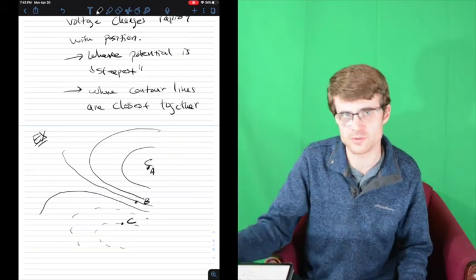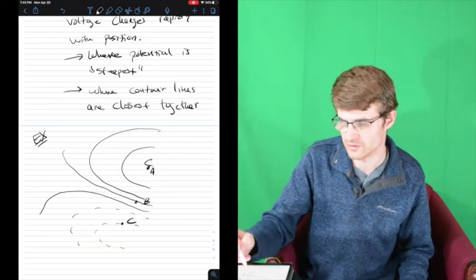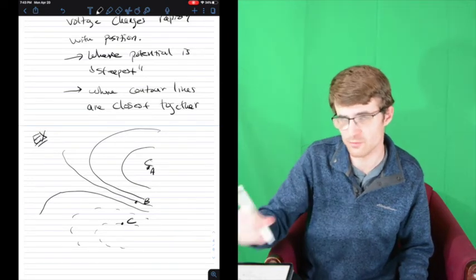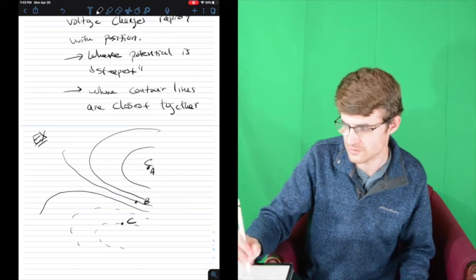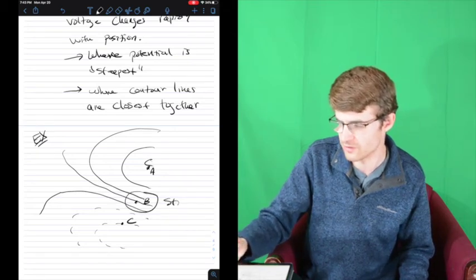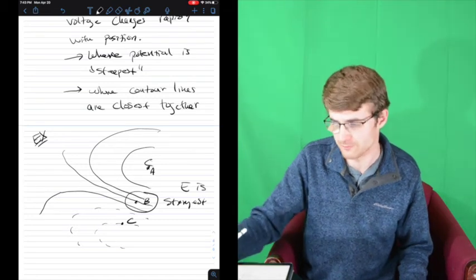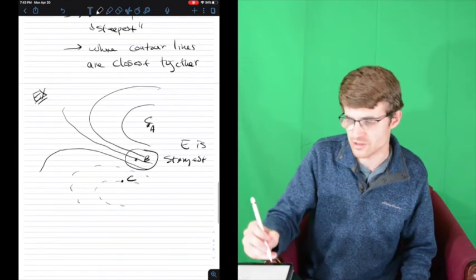And that's where the contour lines are going to be closest together. So B is where the voltage landscape is changing the most rapidly and where those contour lines are the tightest. And so this is where the E field is the strongest. And that's kind of how we do it. A couple of rules about the relationship there.